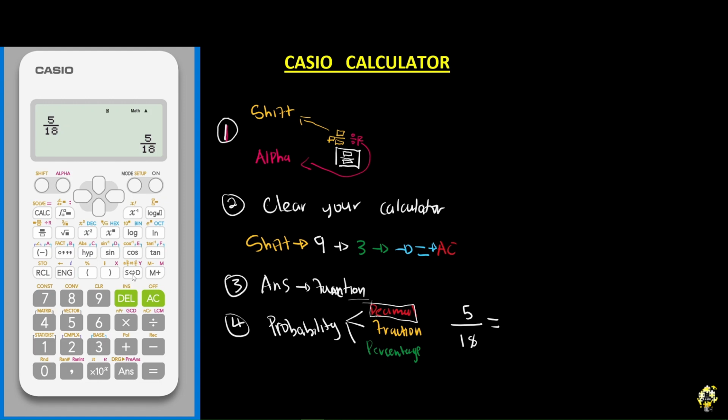So we can come here and say change. You see, immediately when you click this change button, it gives you the decimal format. So we can round that off. It will be 0.28. So this button here can be used to switch from fraction to decimal, decimal to fraction, and like that.